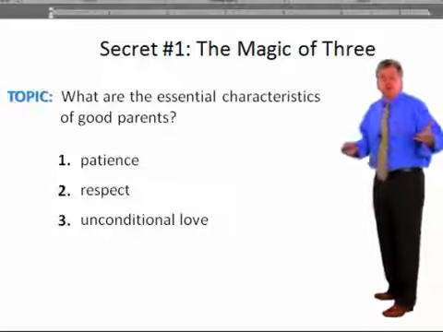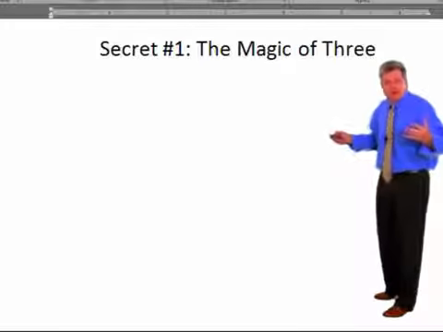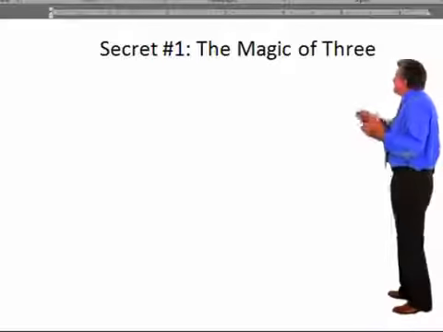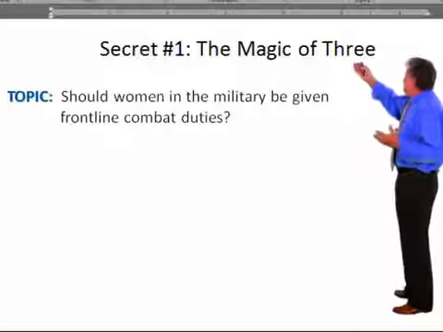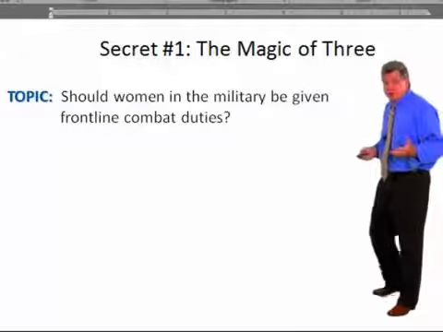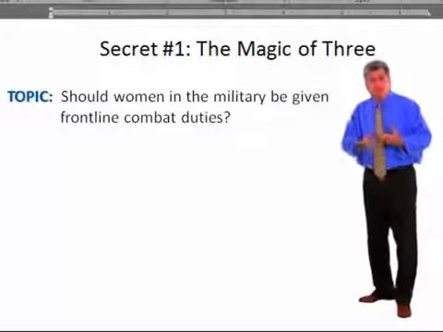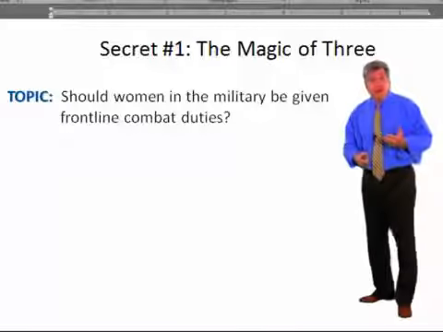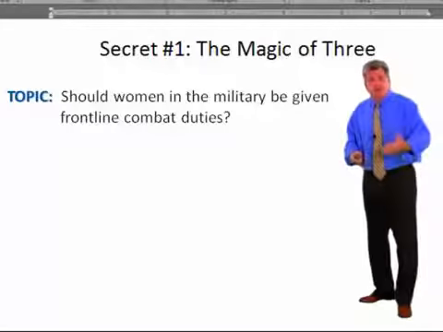Let's take another kind of topic, a more controversial topic. Something like, should women in the military be given frontline combat duties? Very controversial. You're going to read about it. You're going to talk about it. You're going to listen to your professor lecture on it. You're going to consult sources on it.